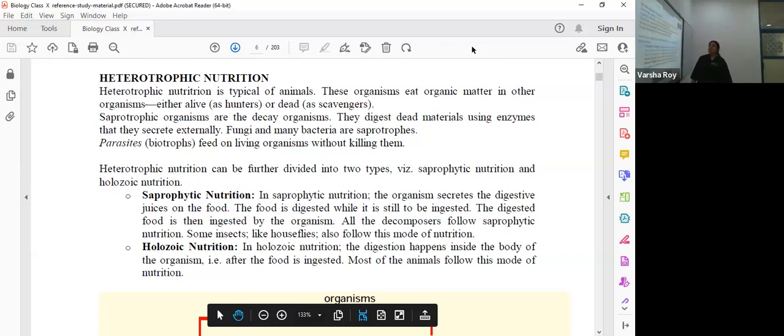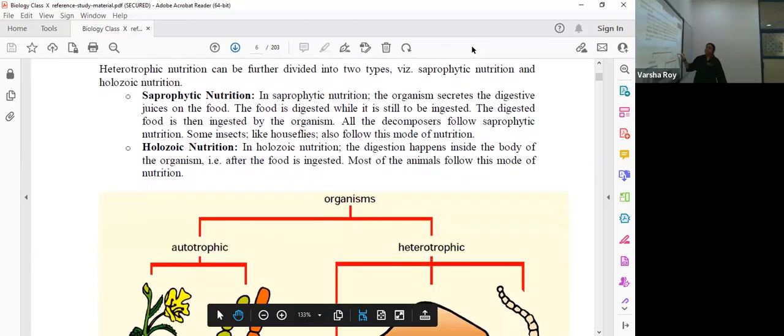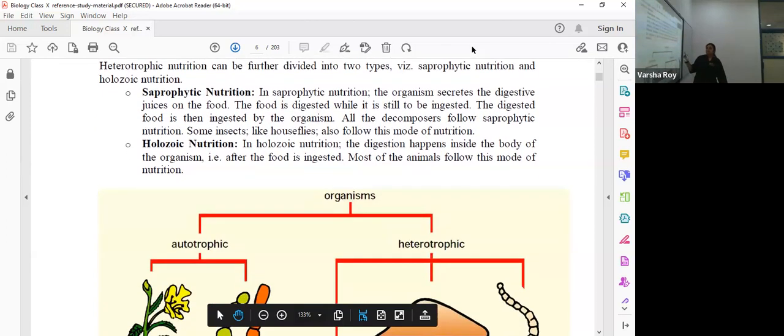Heterotrophic nutrition can be further divided into 2 types: saprophytic nutrition and holozoic nutrition. So let's see that. Who would be saprophytes? They feed on dead and decaying matter, but they have a very important role. They are responsible for the continuation of the food chain, right? They break the dead organisms into simple minerals which are available in the soil, and thus the nutrient cycle is maintained.